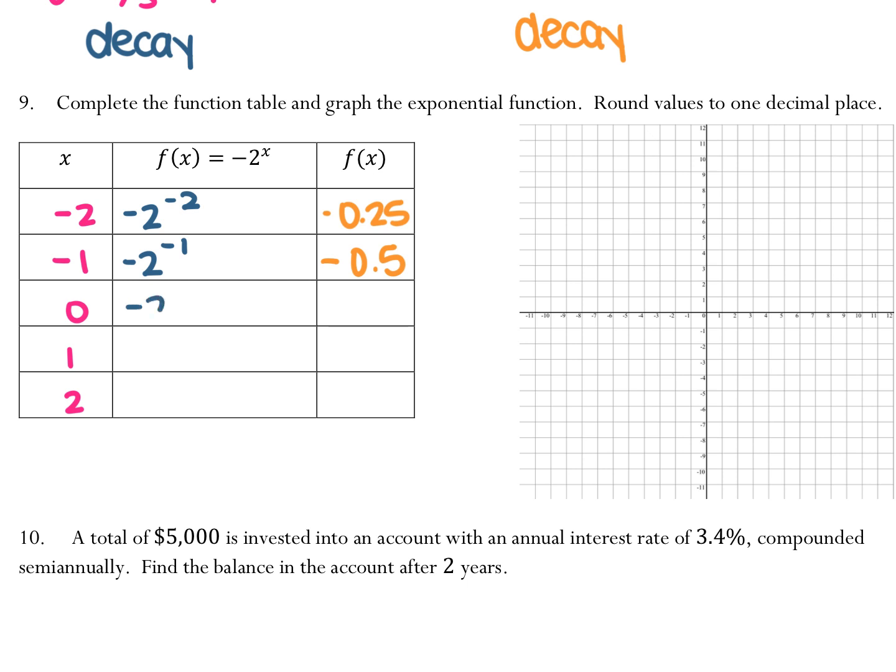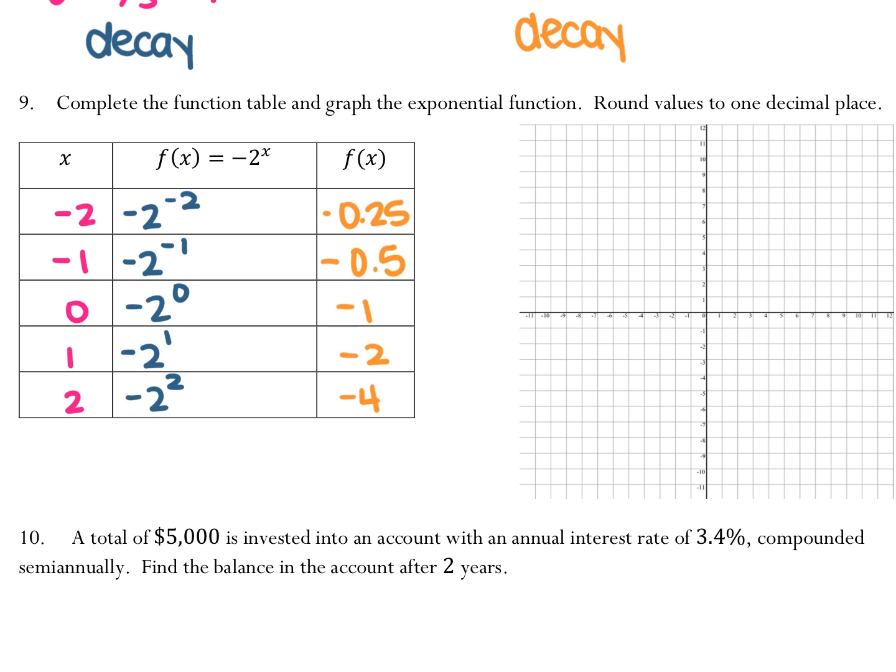Then you have negative 2 to the power of 0. Anything to the power of 0 is 1, so that's a negative 1 times 1, so that's negative 1. Then you have negative 2 to the 1st power, which is negative 2, and then negative 2 to the 2nd power. So negative 1 times 2 squared is negative 1 times 4, which is negative 4.